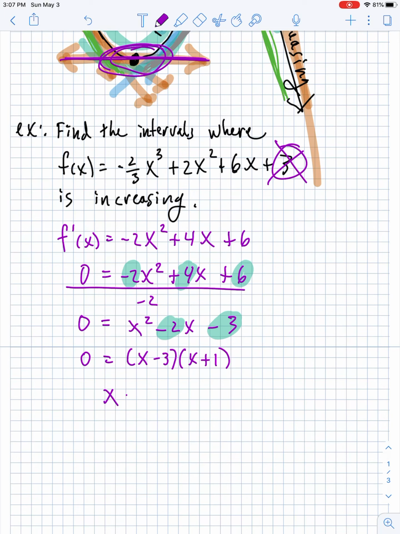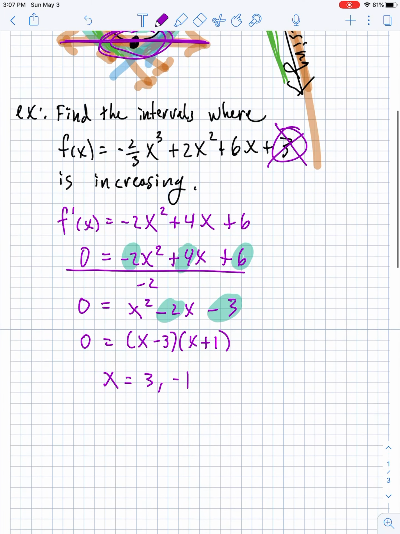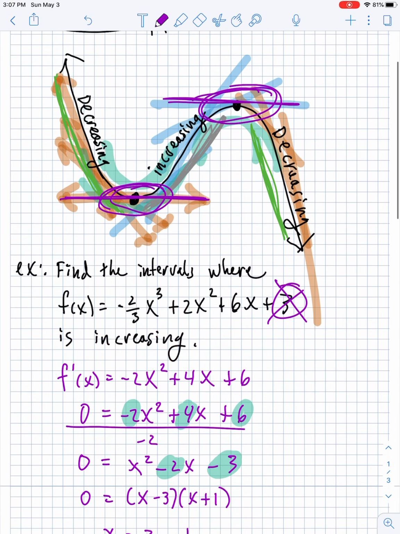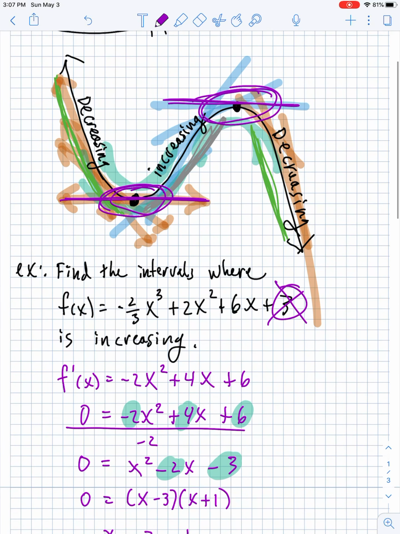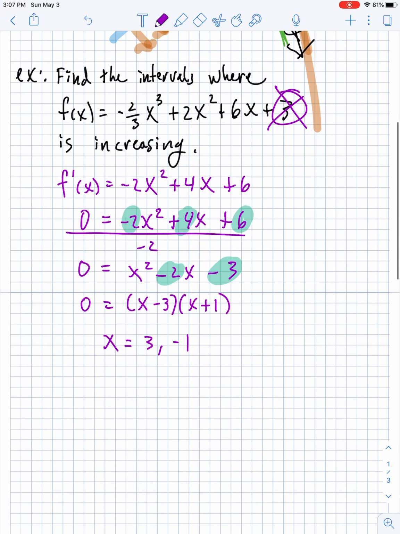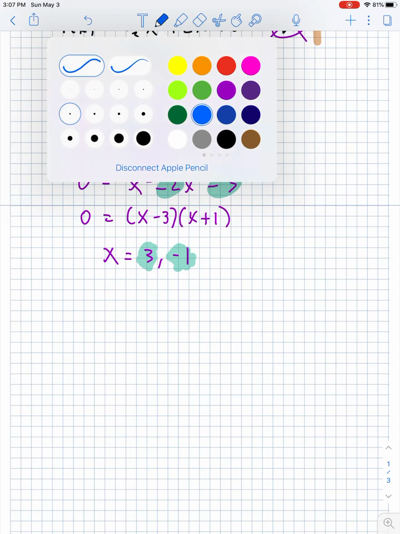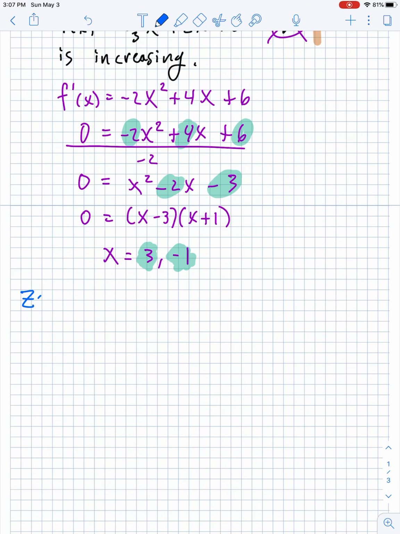Set those both equal to 0, and you get x is equal to 3 and negative 1. Now, what did I just find? Those are the spots on the curve where it turns around, where it either hits a valley or a mountain. Just looking at them, I don't know whether this is a valley or a mountain, or whether this is a valley or a mountain. So, to figure out what's what, I do this thing called a zone test.